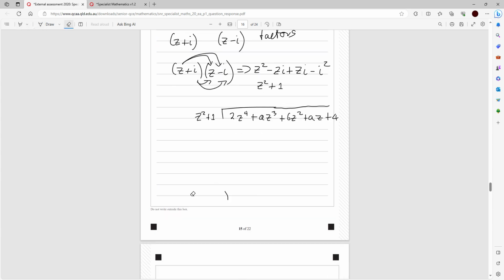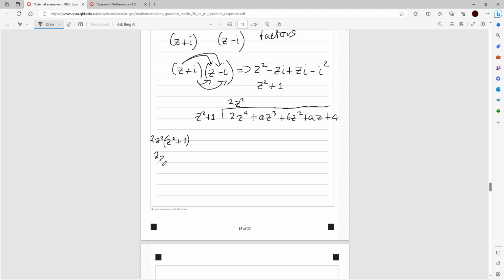We pretty much go 2z to the 4 divided by z squared is 2z squared, pretty much. So you put that up there, 2z squared, and then you multiply that bit, 2z squared, by this bit here, z squared plus 1.